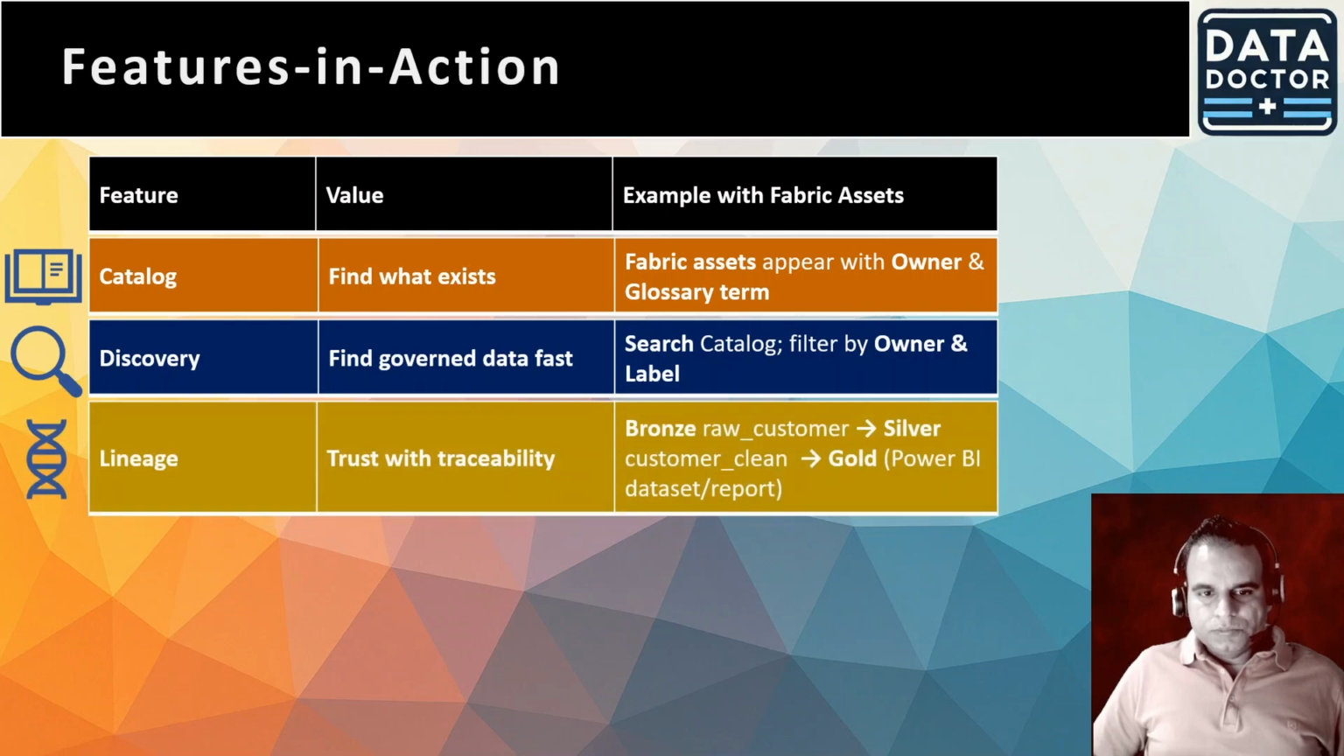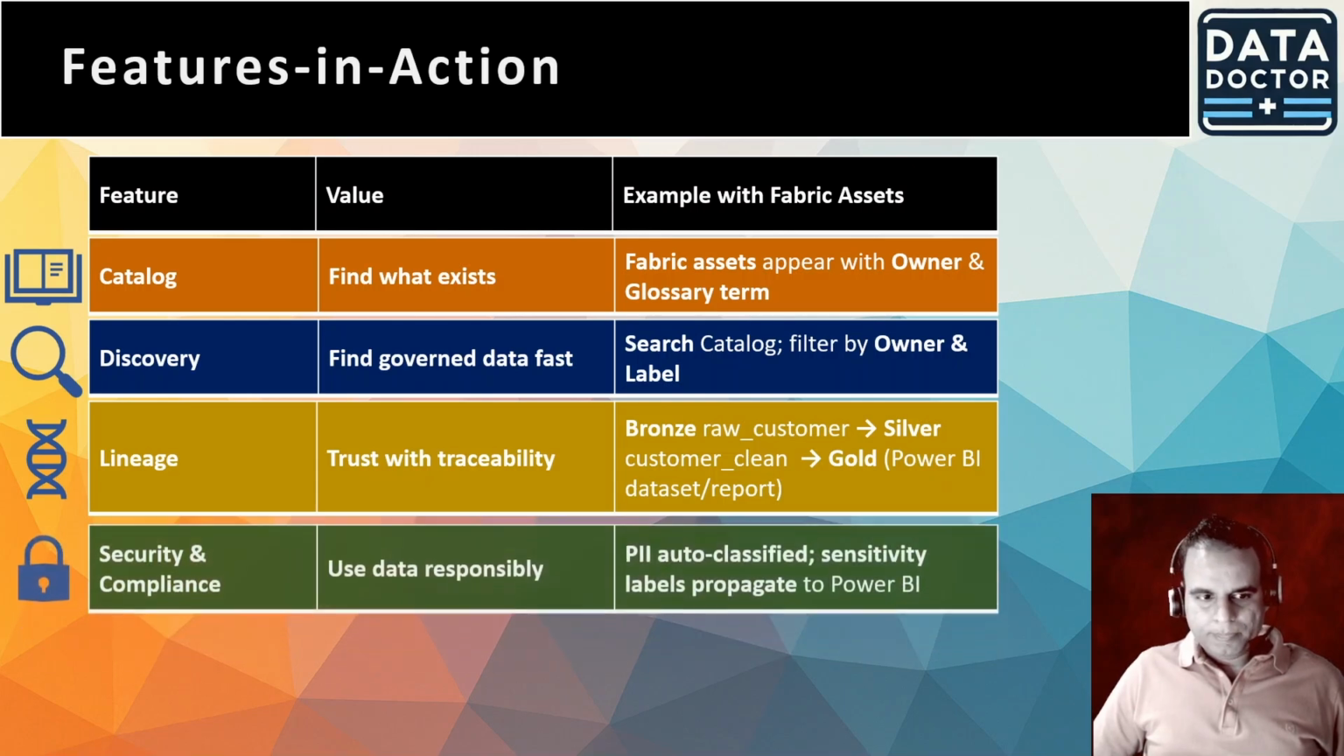Then about the lineage. So lineage, and the value is trust with traceability. And what exactly does it mean? Let's say in a typical ETL pipeline, we have various layers, which means bronze, silver, and gold. In the bronze, we usually have the raw data, and we clean it in silver. And then finally, the gold layer, in which we have final curated data, which is used for the Power BI report. So the traceability from one layer to another is totally possible, and this is managed in Purview.